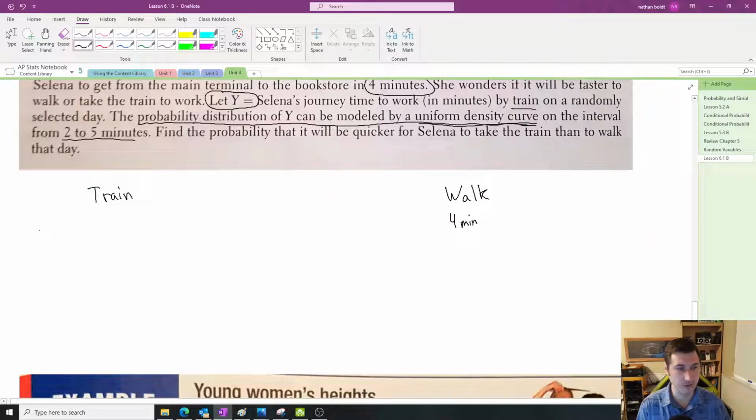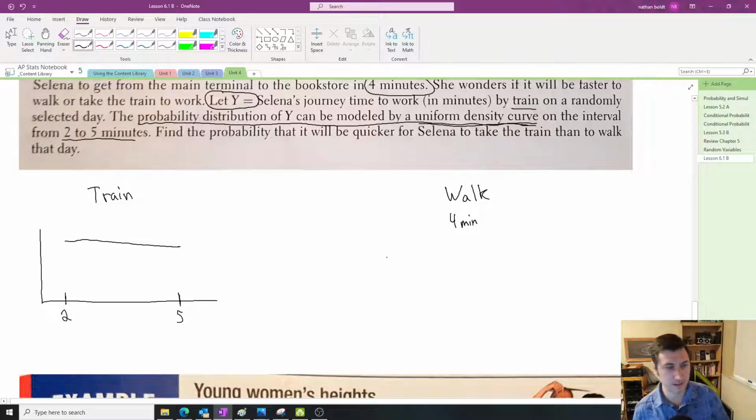All right, so a uniform density curve from 2 to 5. So we start here at 2, and we go up here to 5. It's uniform, so this is going to simply be a rectangle. It's not a normal model, it's just a rectangle. Wow, if I could draw straight, that would be awesome. That's supposed to be a horizontal line. Bear with me, okay? So here is our uniform probability model, our uniform density curve.